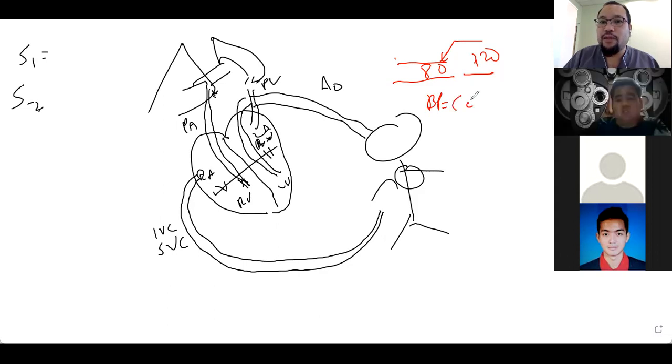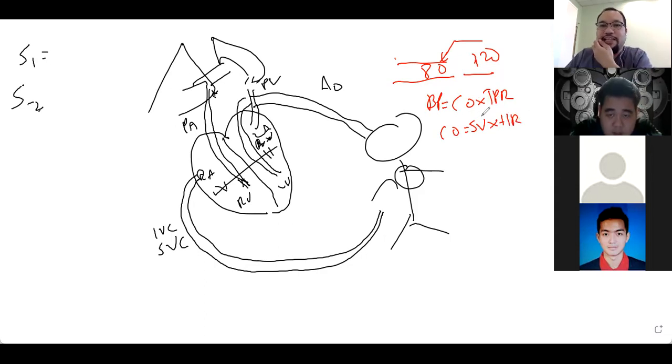Cardiac output times heart rate. TPR. Cardiac output times TPR. Cardiac output equals stroke volume times heart rate. Okay, so these are all the factors that affect your blood pressure. So this 120 over 80 is affected by all these parameters.